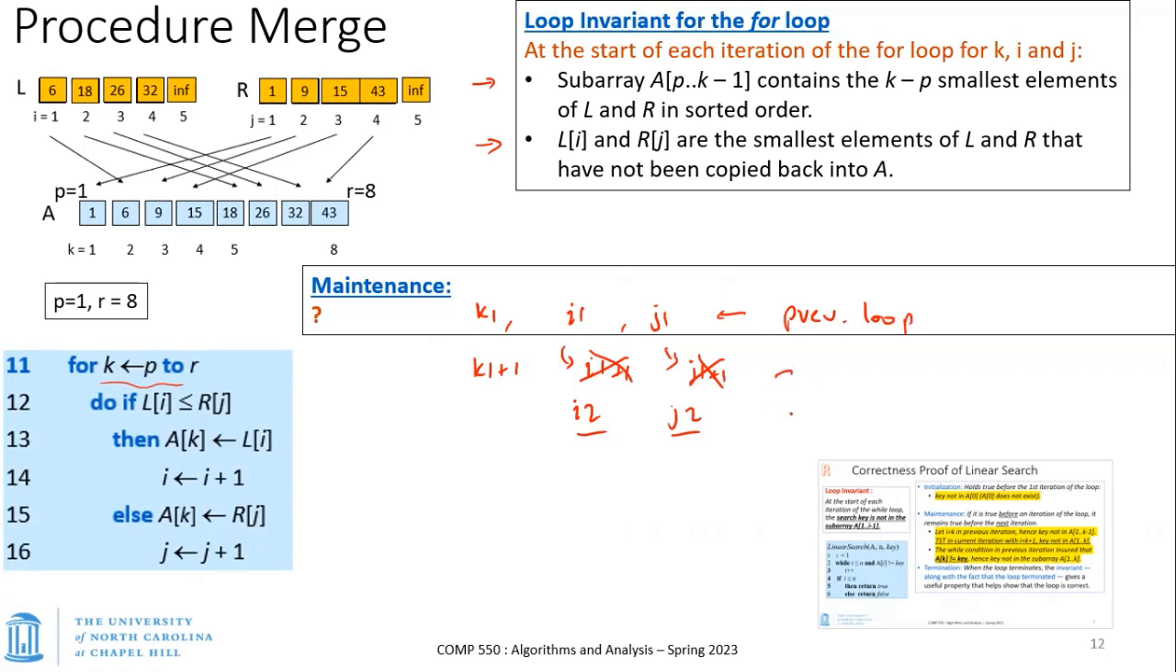And in the current loop, so these are the current values. Current loop. Sorry, my handwriting is really terrible.